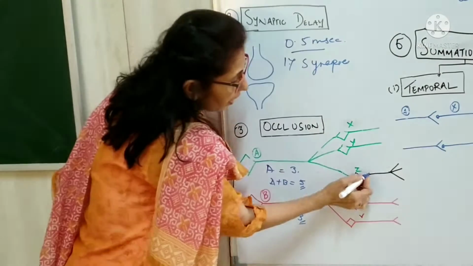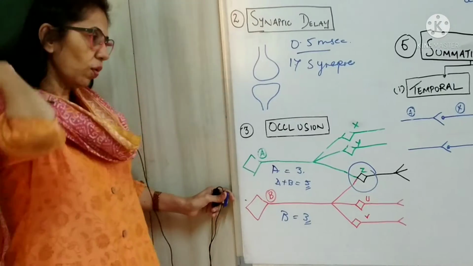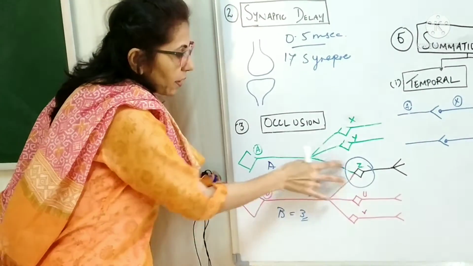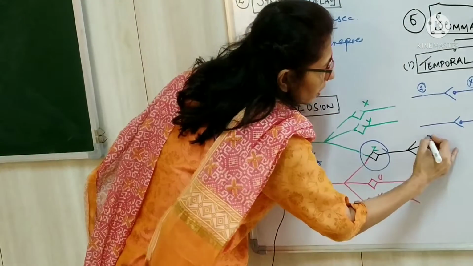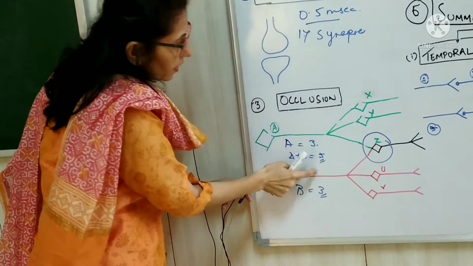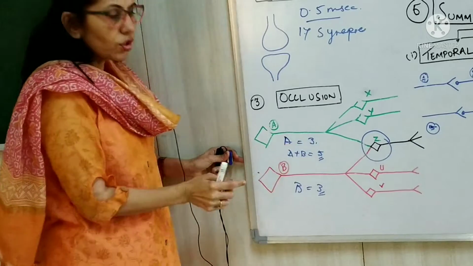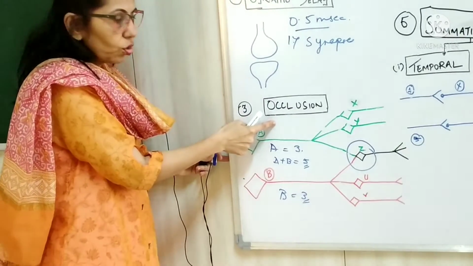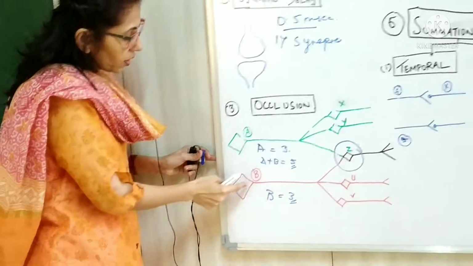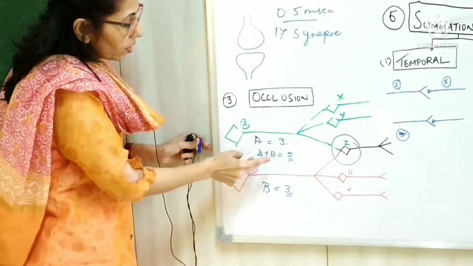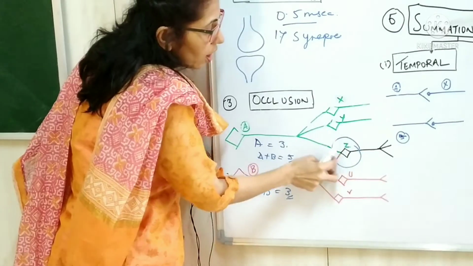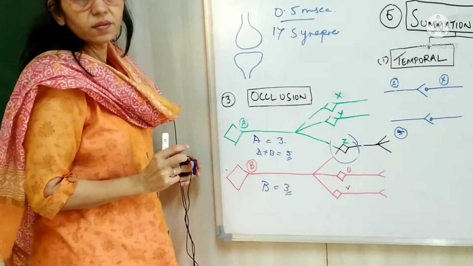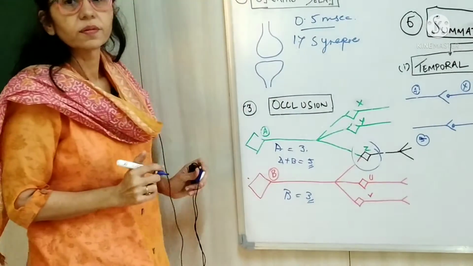Now you can see here there is one neuron which is overlapping. Because of this overlap, there is a common neuron which is innervated by both A and B. The total response is decreased to 5. So instead of 3 plus 3, 6, you have 5 neurons which are stimulated because of this property of occlusion. A is stimulating 3 neurons, B is stimulating 3 neurons, and when you simultaneously stimulate, the response is less because of a common overlapping neuron here. That is the property of occlusion.